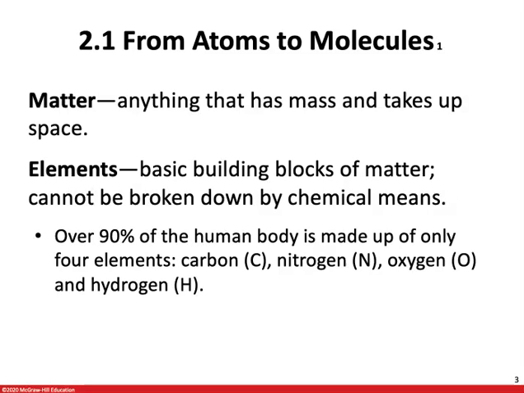There are 92 elements that are naturally occurring. However, only 6 elements make up 95% of the body weight of all organisms. Specifically, over 90% of humans are going to be made up of just 4 elements: carbon, nitrogen, oxygen, and hydrogen. The body weight of all organisms is made up of 6 elements: carbon, hydrogen, nitrogen, oxygen, phosphorus, and sulfur.